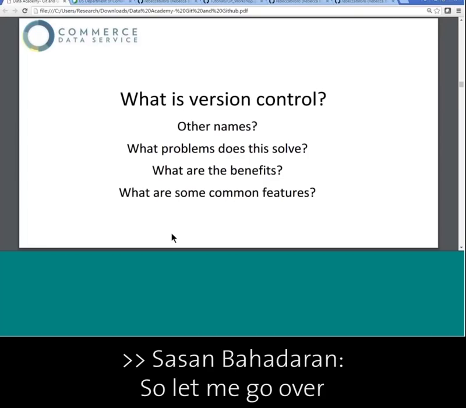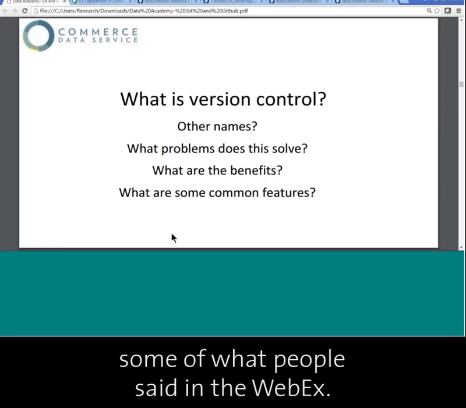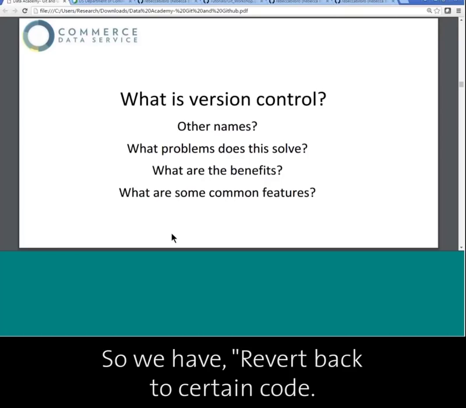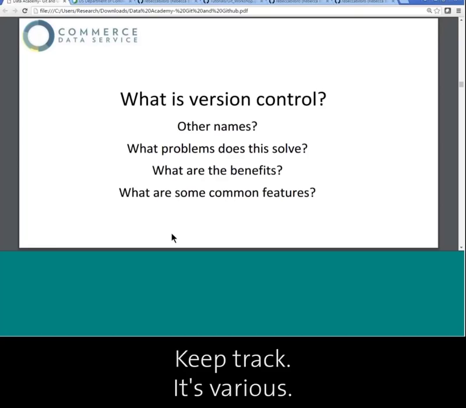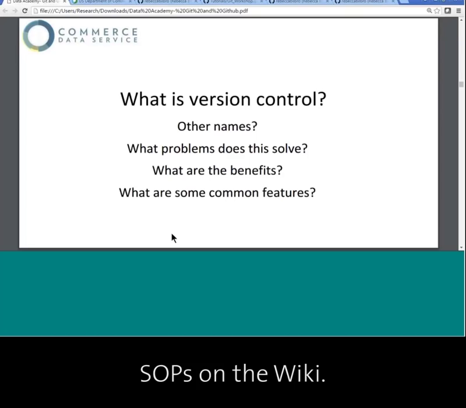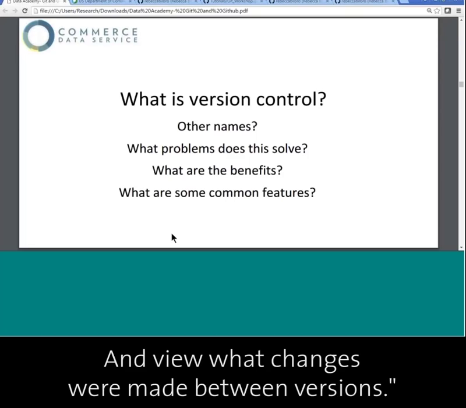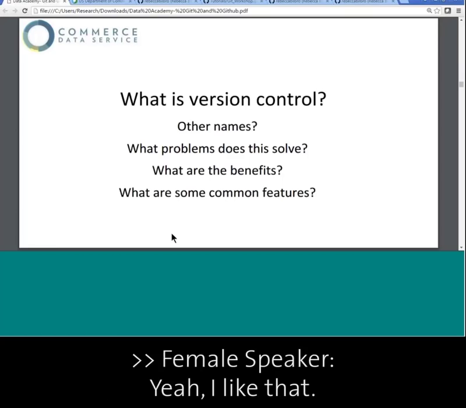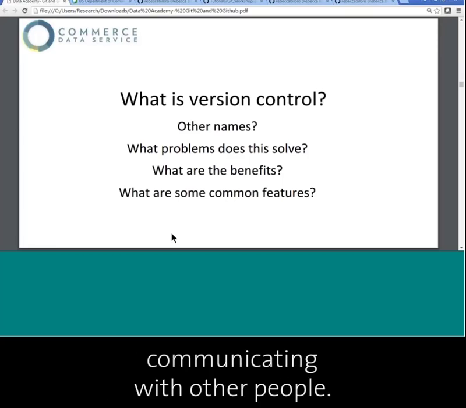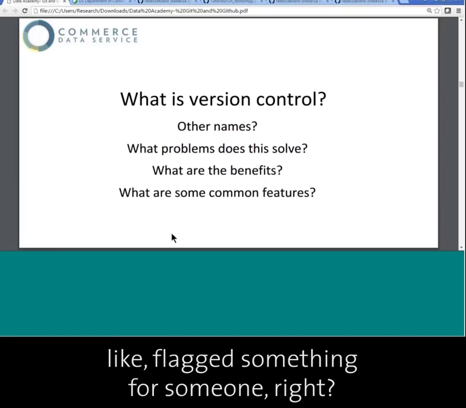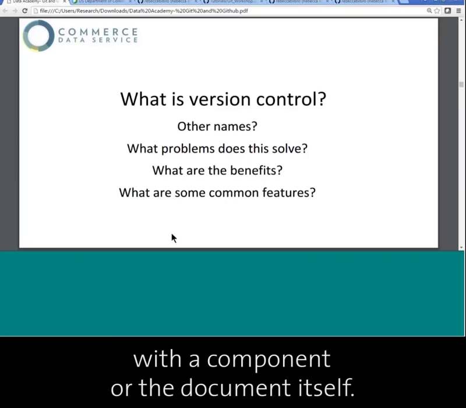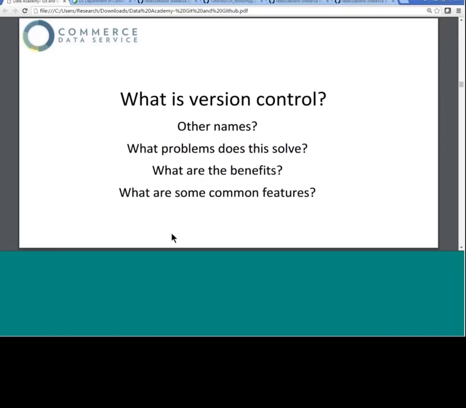What else? So let me go over some of what people said in the WebEx. So we have revert back to certain code, prevents overriding someone's changes, keep track of various SOPs on the wiki, and view what changes were made between versions. Yeah, I like that, right? And a lot of that is kind of communicating with other people. I imagine something else that everyone's done is flagged something for someone, or brought up an issue with a component or the document itself. You could also see what has been done recently. And like Rebecca mentioned, sometimes it's handy to see who did it, right?